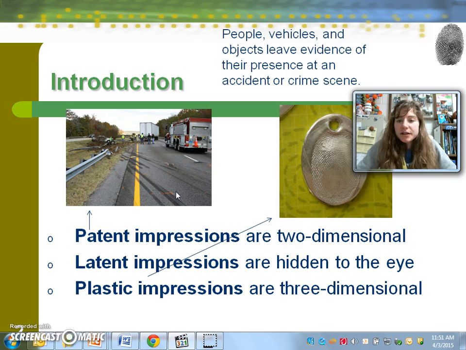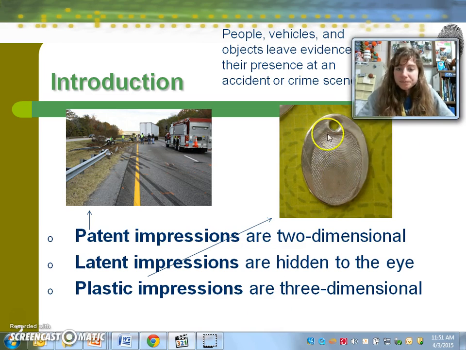A latent impression is one that is hidden. So this would be why development is necessary with some fingerprint analysis. So these would be invisible to the naked eye, unprocessed, but they can be developed using powders or fluorescent dyes, etc., to be able to see them. Plastic impressions are three-dimensional, so you see one here. It could be in clay, it could be in dust, it could be that there is a residue on a carpet and someone steps into it and that becomes a plastic impression.